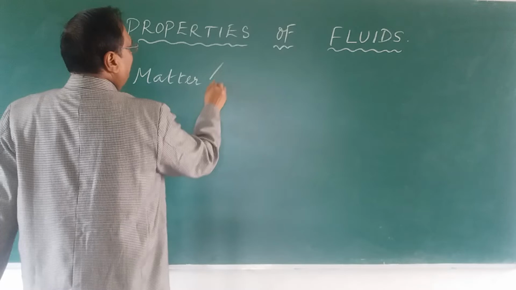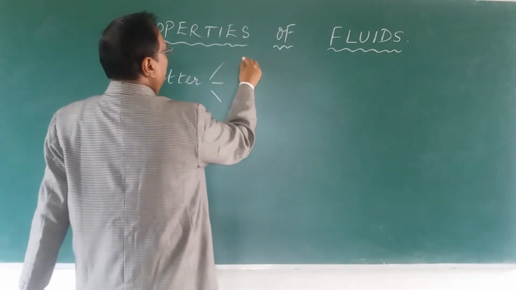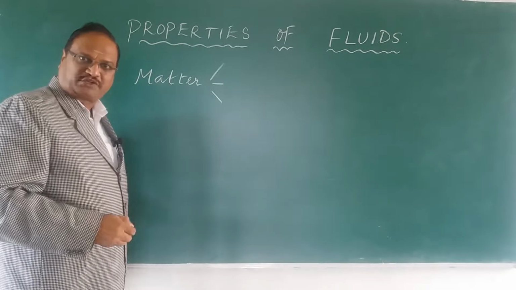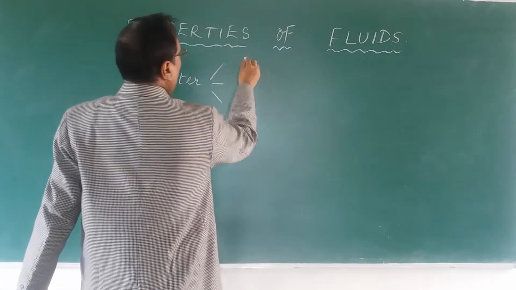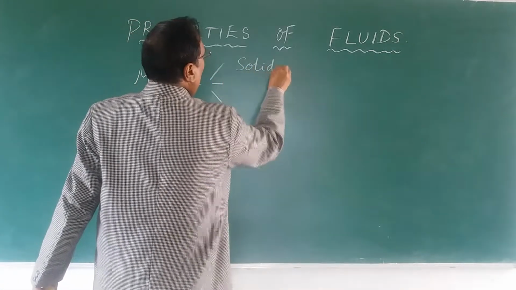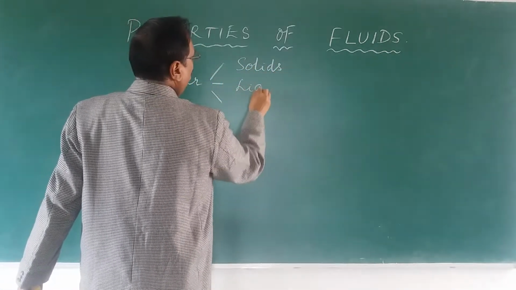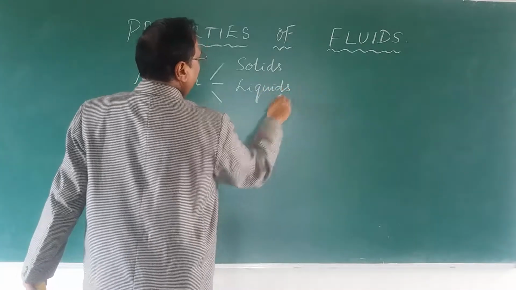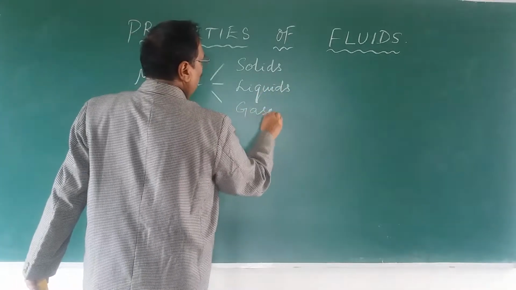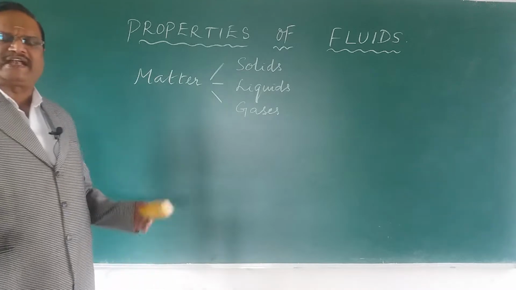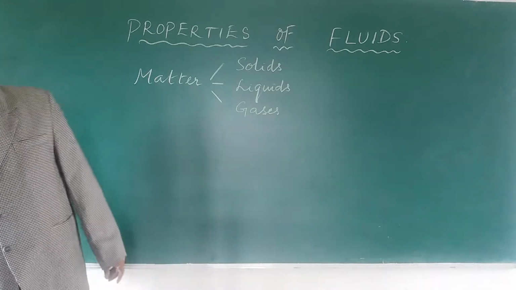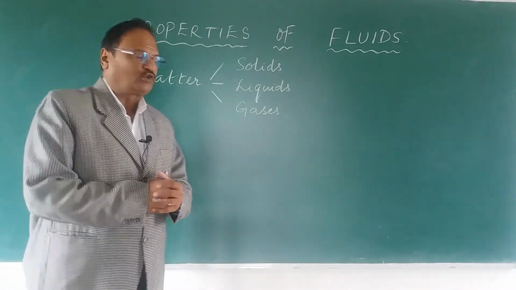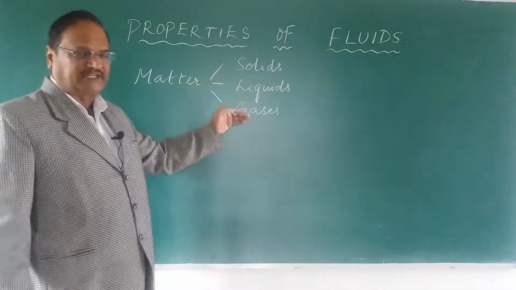Matter is divided into three parts, we say, based on their characteristics. Matter is made up of solids, or it can be liquids, or it can be gases. So these are the three broad categories in which matter is divided. Each one has a different property.